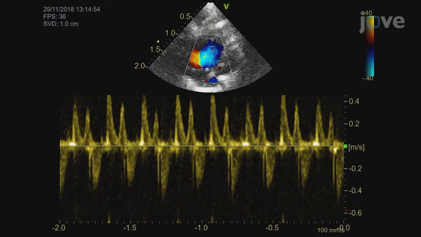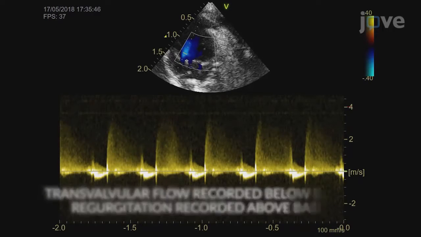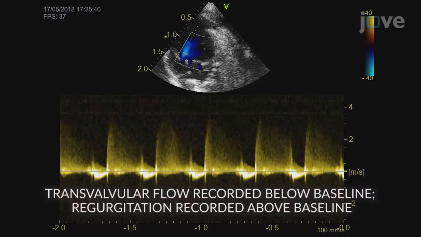Then, acquire a spectral pulsed wave Doppler image at the left ventricle mid-cavity for simultaneous left ventricular inflow and outflow wave measurement, and obtain a spectral continuous wave Doppler image at the aortic valve.